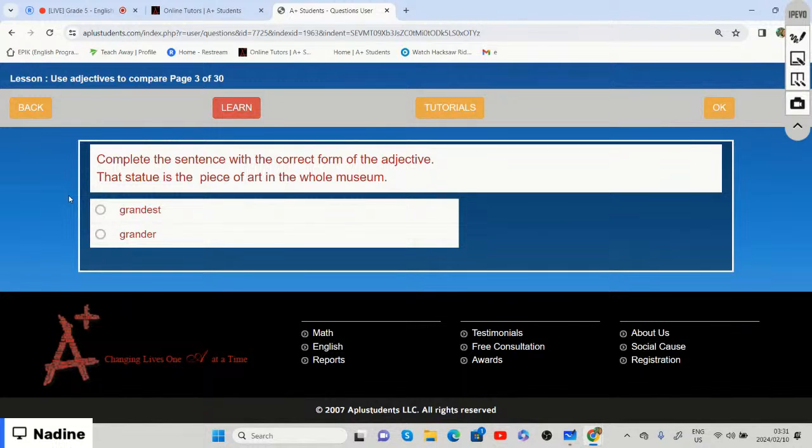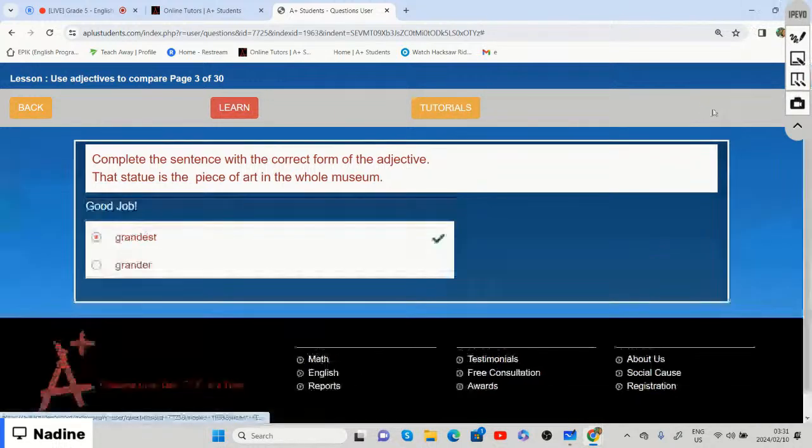So we can say the statue is, and yes, grandest is correct. So it's the grandest piece of art in the whole museum, right? So well done. Grandest is correct.